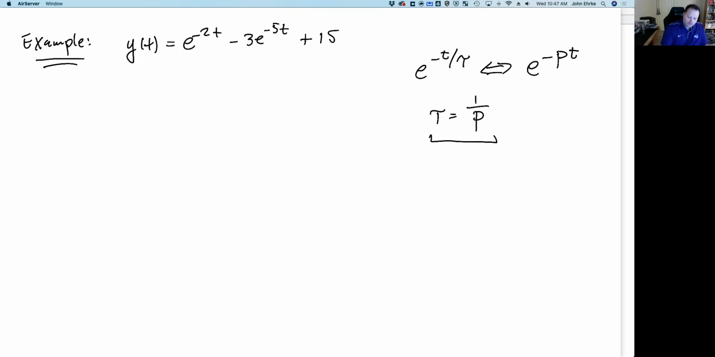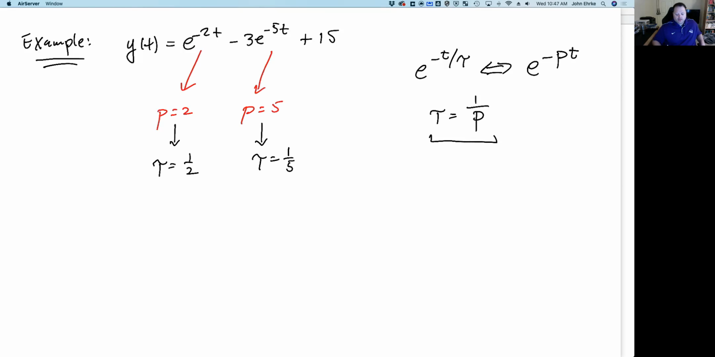Okay, so because of that, this is what I'm looking at here. The p-value for this exponential is 2, and the p-value for this exponential is 5, which means that the tau value here is 1/2, and the tau value here is 1/5. Now the question is, what does that tell me? Well, after 5 tau, so after t is 5 tau, the solution is sufficiently damped out.